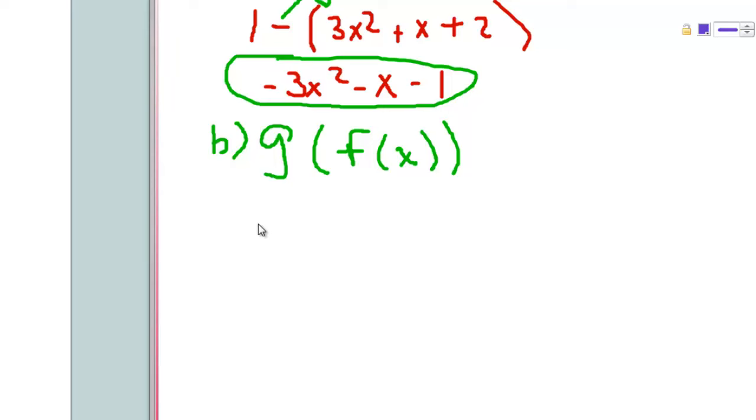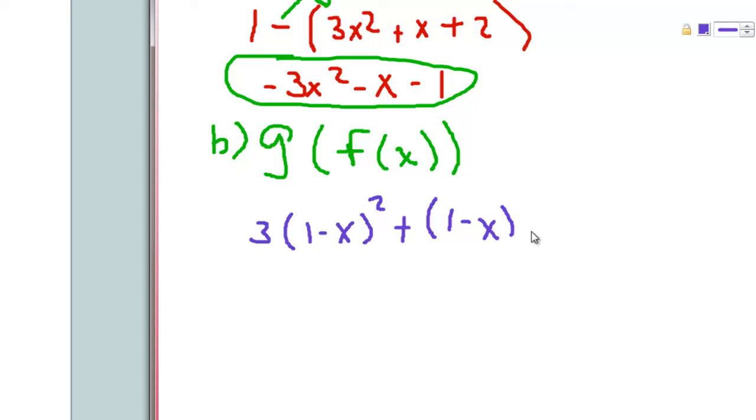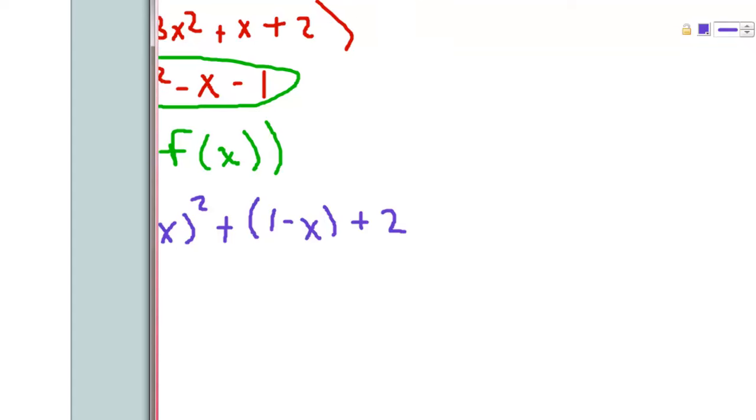Just numbers will change. So let's go here. We have 3, and then we have 1 minus x, and that's going to be squared, and that's going to be plus 1 minus x, and then plus 2. It's always a good habit to substitute in with parentheses because this one here, we're going to have to actually FOIL it. So let's do that on the side here.